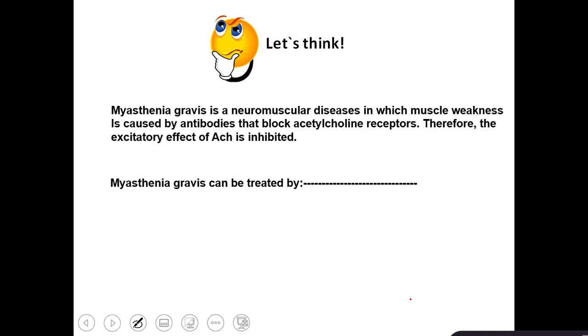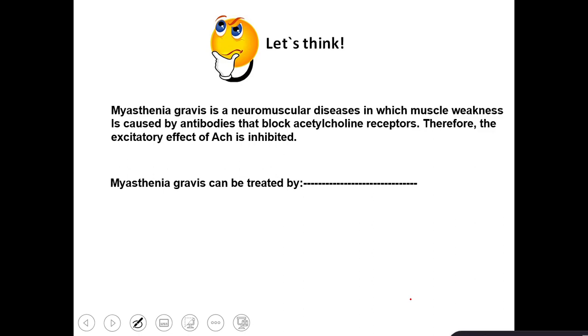Okay, let's think here. There is a disease called myasthenia gravis. Here we have a neuromuscular disorder in which muscle weakness is caused by antibodies that block the acetylcholine receptors. So acetylcholine is there in the synapse, but the receptors are kind of blocked, so it's not able to interact with the receptors. How about if you increase the amount of acetylcholine? Maybe this would overcome the blockade and help with that disease.